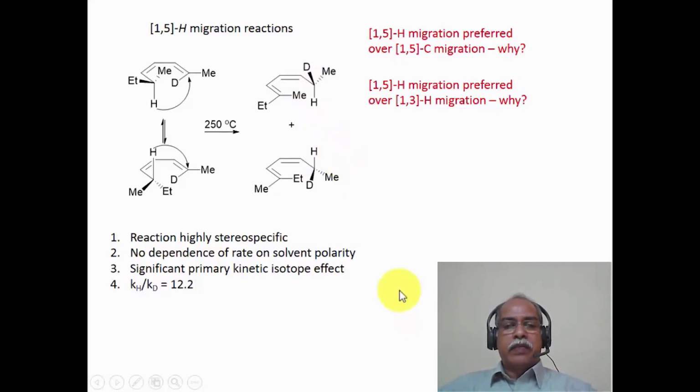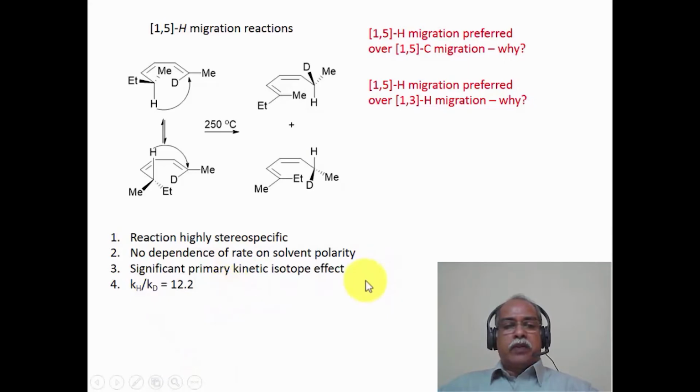There is no significant dependence of the rate on solvent polarity, indicating that you can rule out the possibility of ionic intermediates being formed during the course of the reaction. This solvent effect is consistent with a concerted hydrogen migration involving no reactive intermediates in this particular instance.